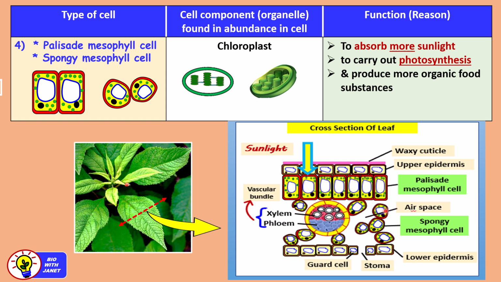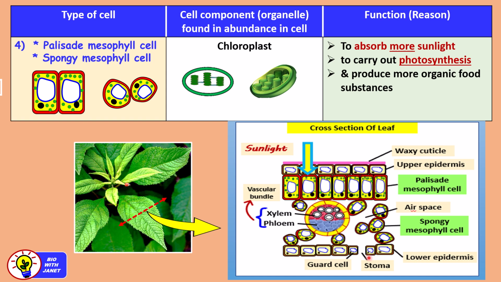There are also the spongy mesophyll cells, with air spaces in between them to allow carbon dioxide to diffuse into the leaf. These spongy mesophyll cells can also obtain sunlight from the top, and they also have a lot of chloroplasts, though less than the palisade mesophyll cells.